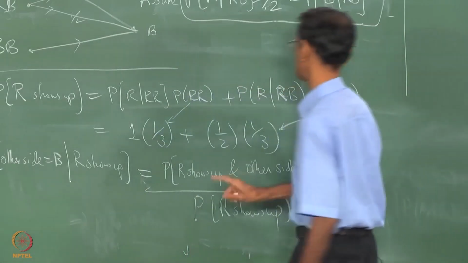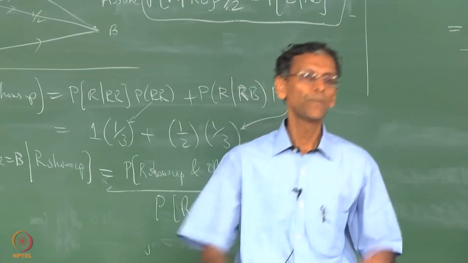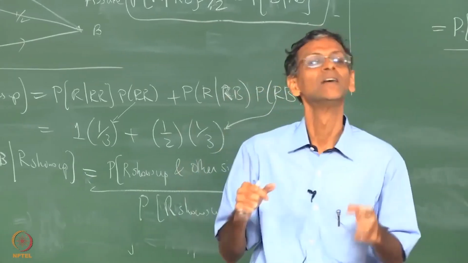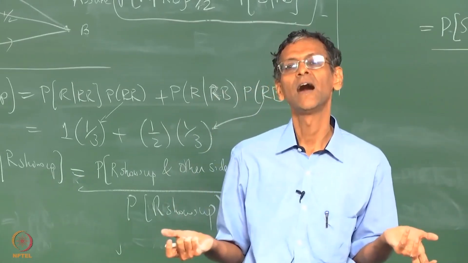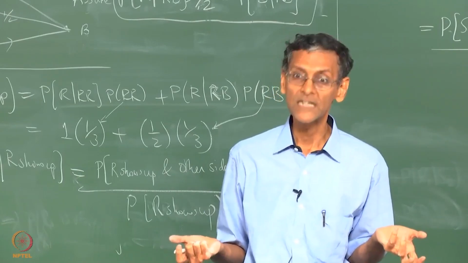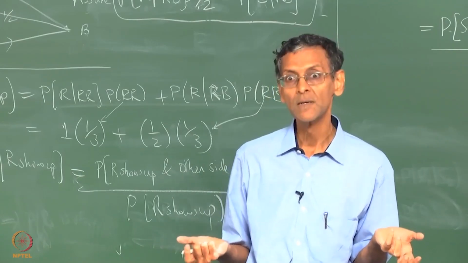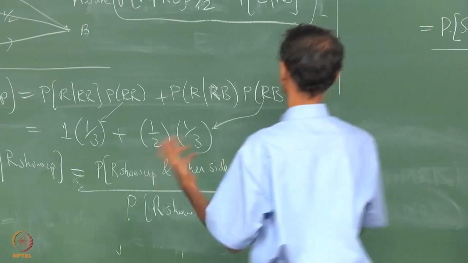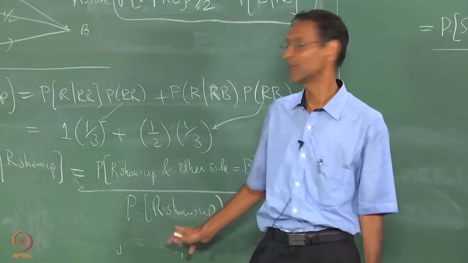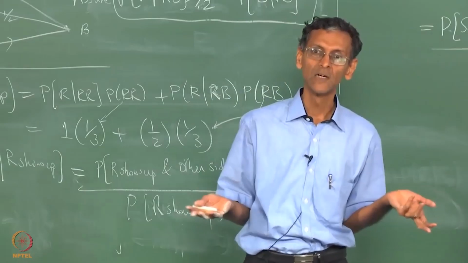So what is this numerator? That is, you picked RB and what? R and R has shown up. Both things have to happen. So that's always a subset of the denominator. This conditional probability can never be more than 1, remember.